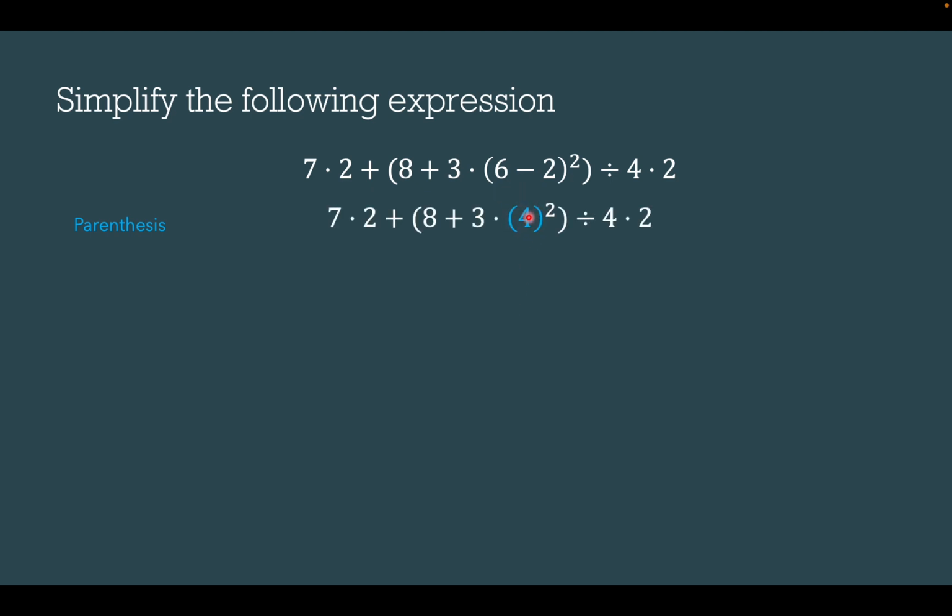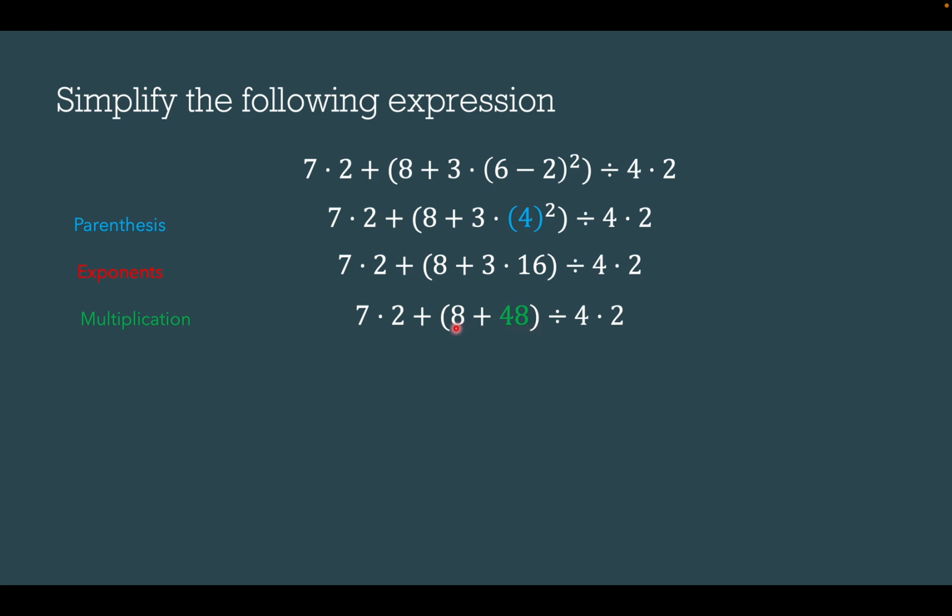That would become 4. Now, inside these parentheses, I'm going to deal with this exponent, power 2. So 4 to the second power. A lot of students think this means 4 times 2. But this means 4 times 4, which would leave us with 16. Now we have this inner set of parentheses. I've got addition here and multiplication here. Multiplication is above addition, so I need to deal with the 3 times 16 first. That would give me 48.